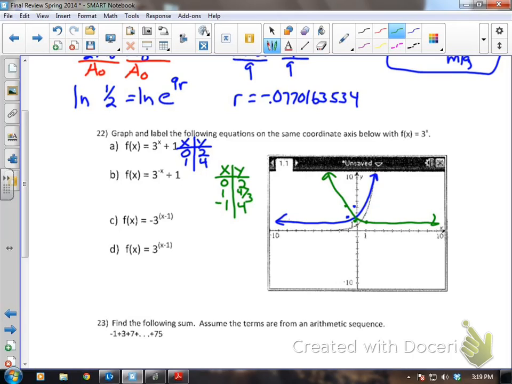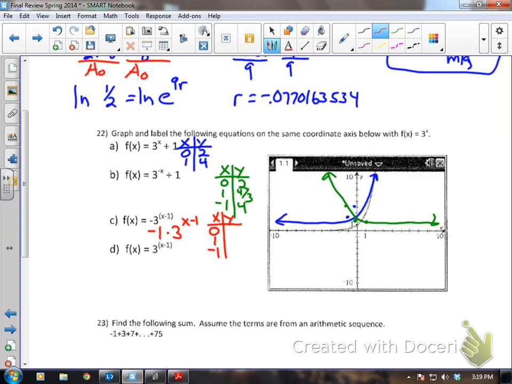But that negative x in the exponent reflects it across the line where x equals 0, or the y-axis. Okay, so now what if I have x minus 1 up in the exponent? And this negative 3 down here is like negative 1 times 3 to the x minus 1 power. So let's do just a little table of values here. And let's try 0, 1, and negative 1 again.